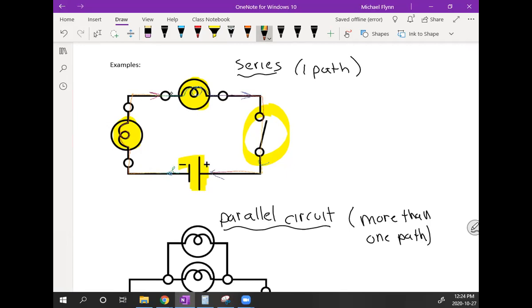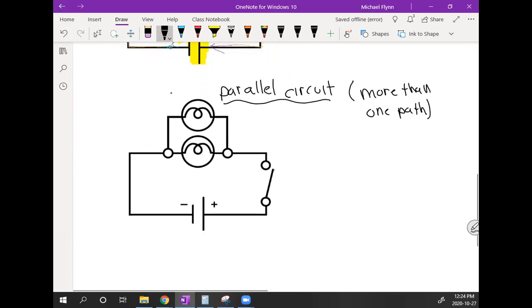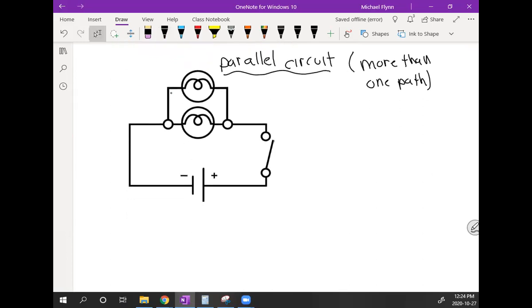Series means one after the other, so the lights are connected along the same path, one after the other. And when we say series circuit, what we mean is that basically there's one path. Okay, and that's a series circuit. Now a parallel circuit has more than one path. And here you can see, I'll shade in the junction spots. There's 2 junction points here, like a fork in the road.